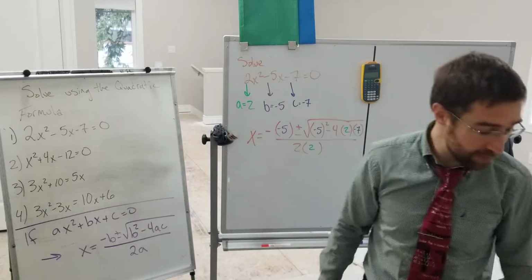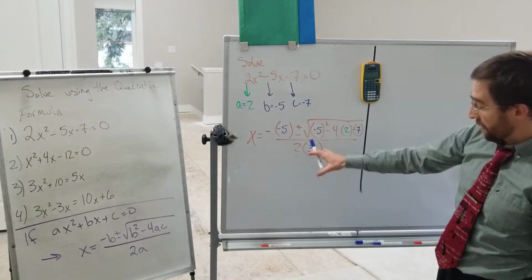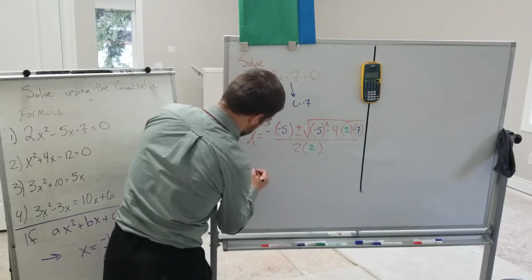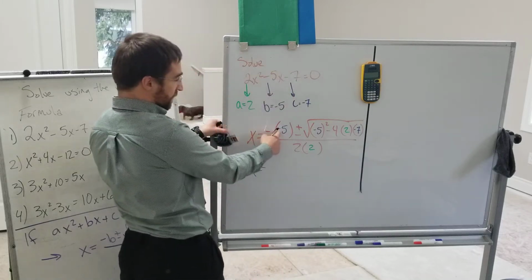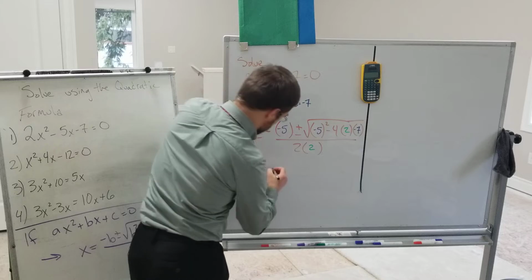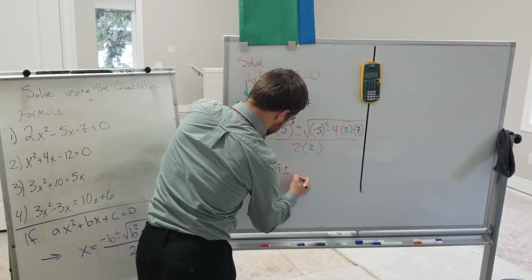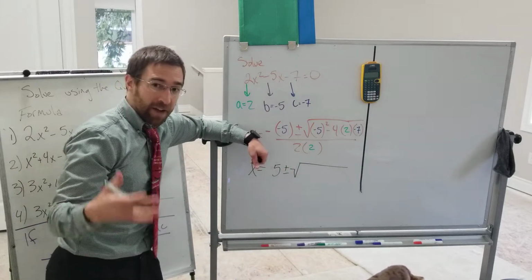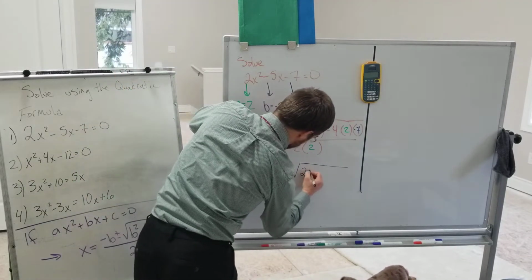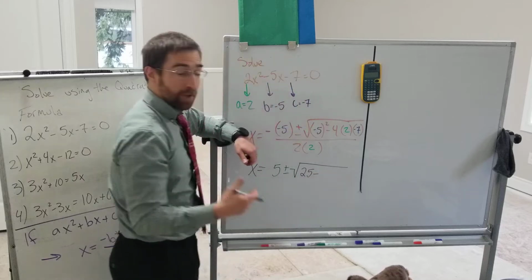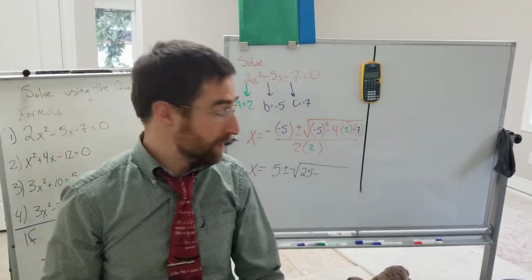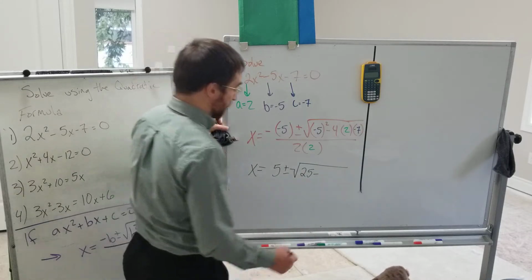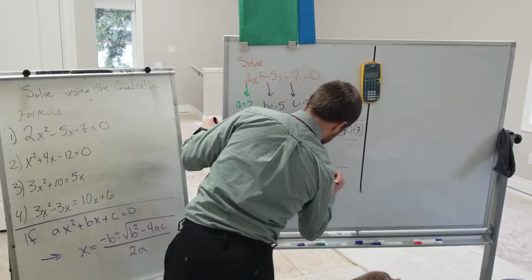All right, so now we're going to simplify this. So going about simplifying it, we're going to say x equals the opposite of -5, so negative makes a positive, plus or minus square root. -5 squared is -5 times -5. That's 25. Minus, and I'm going to go 4 times 2 times 7. Well, 4 times 2 is 8. 8 times 7 is 56, but it's a -7, so it's -56.